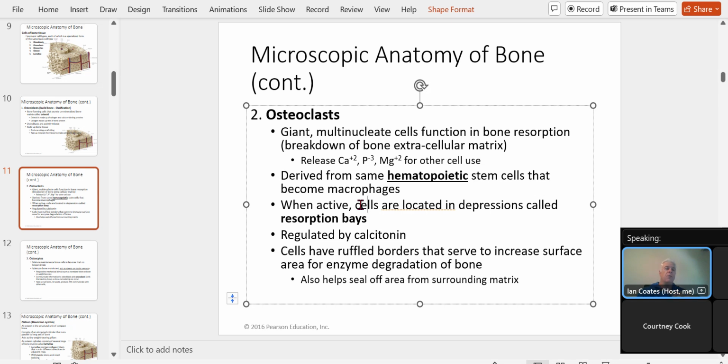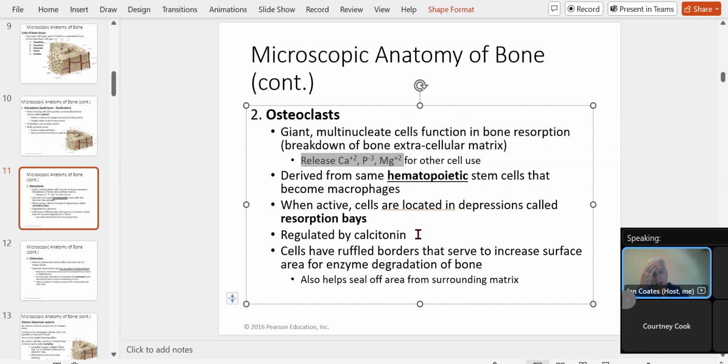Okay. Now, when that blood calcium gets up, we throw that calcium on the bones. The bones get stronger. If the blood calcium starts to drop too low, we start robbing the bones and dumping that calcium back into the blood. And these guys here, osteoclasts with a C, they break down bone. Okay, giant multinucleated cells there function in bone reabsorption, breakdown of bone. They release calcium, phosphate, magnesium for other cells to use.